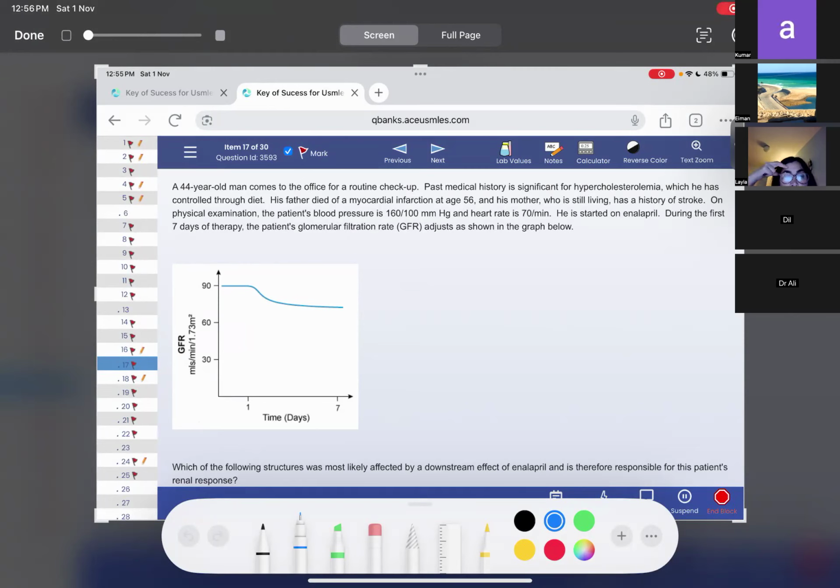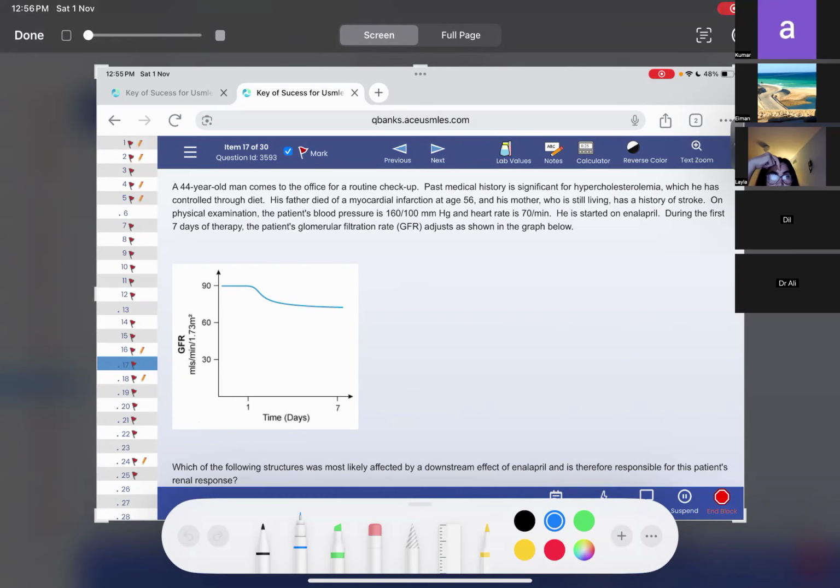A 44-year-old man comes to the office for a routine checkup. Past medical history is significant for hypercholesterolemia, which is controlled through diet. His father died of myocardial infarction at the age of 56, and his mother, who is still living, has a history of a stroke. On physical examination, the patient's blood pressure is 160 over 100 and heart rate is 70. He is started on enalapril. During the first 7 days of therapy, the patient's glomerular filtration rate adjusts as shown in the graph below.